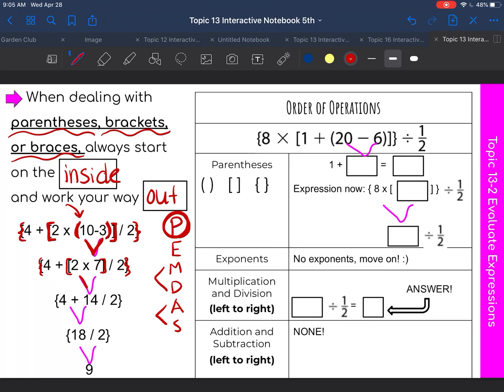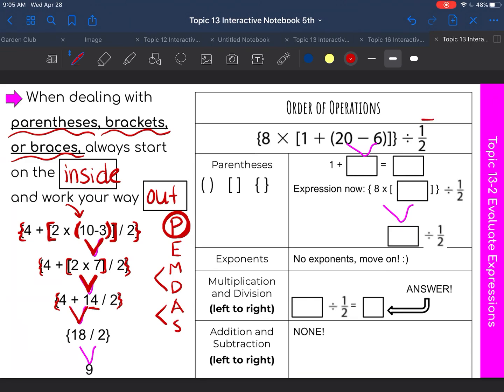Now that the parentheses are gone, now we're going to work with our brackets. So 7 times 2 is 14. And then we rewrite the problem again with our braces, still intact. And now we're going to focus on the braces. So 4 plus 14 is 18. 18 divided by 2 is 9. So we work our way from the inside out.